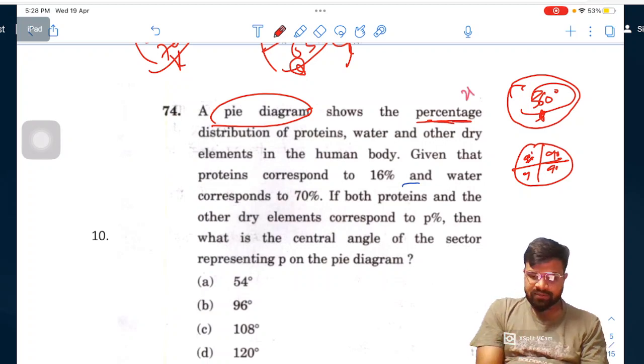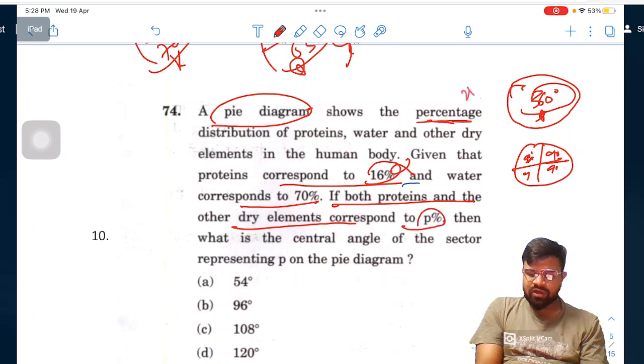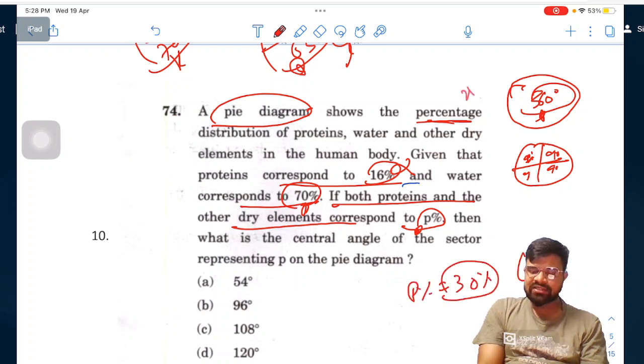Now in this, protein corresponds to 16% and water corresponds to 70%. If both proteins and other dry elements... So see, this 16% is just here to confuse us because protein is included in this P%. Protein is included in this P%, and water is 70%. So this P% is nothing but 30%, 100 minus 70.